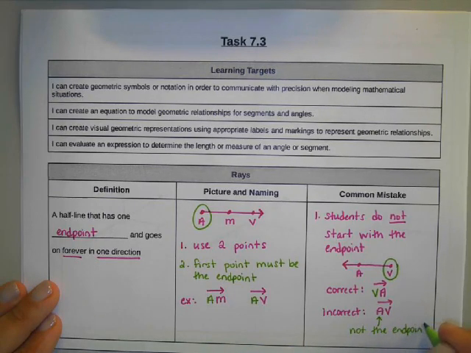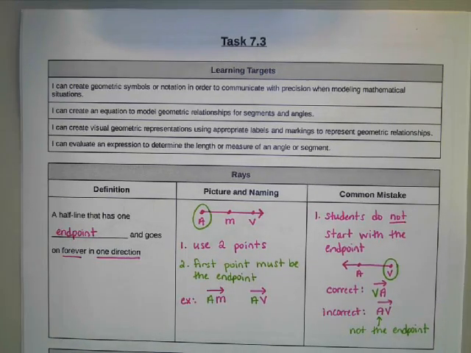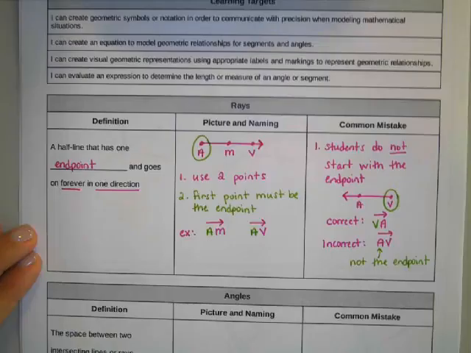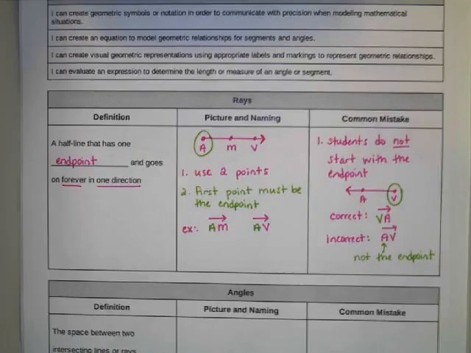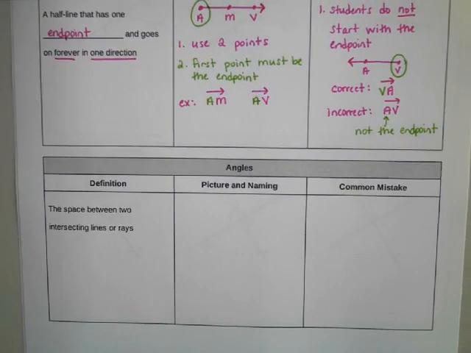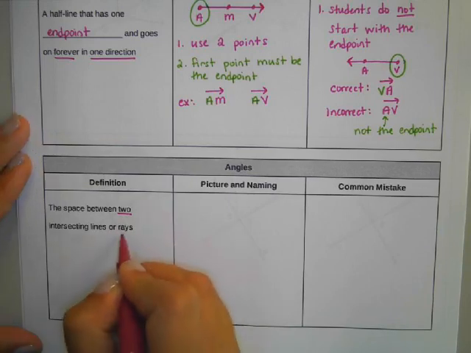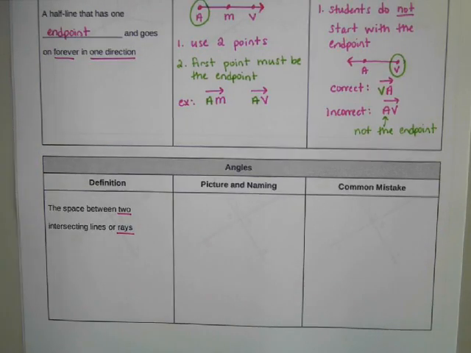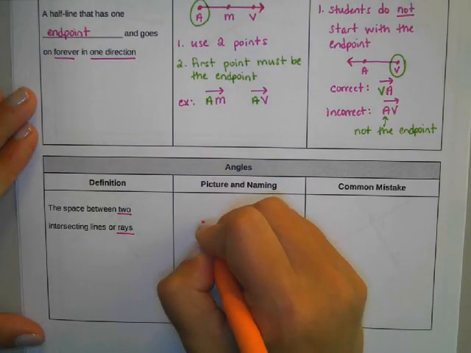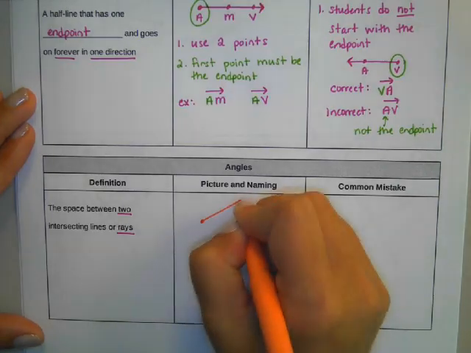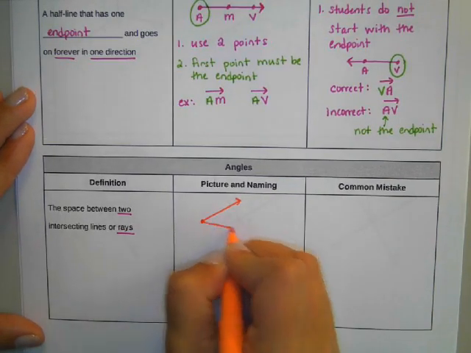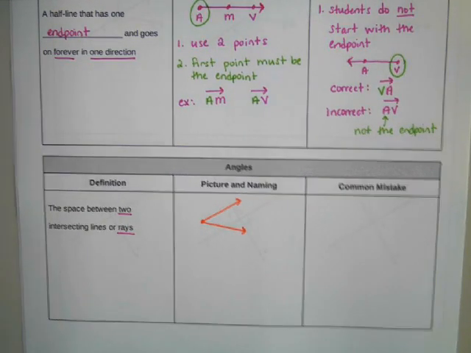Now, the other shape we're going to talk about today is an angle. And the reason we're talking about rays and angles on the same day is because an angle is made up by looking at the space between 2 intersecting lines or rays. So we needed to know what a ray was so that we could see what happens when there's 2 of them. So I'm going to go ahead and draw a little angle here. An angle is made up of 2 rays that meet at an endpoint.